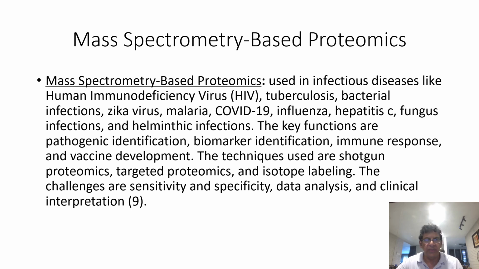The next one is mass spectrometry-based proteomics. This is very widely used in infectious diseases like HIV, tuberculosis, bacterial infections, Zika virus, malaria, COVID, influenza, hepatitis C, fungal infection, and helminthic infection. The key functions are pathogen identification, biomarker identification, immune response, and vaccine development. These techniques use shotgun proteomics, targeted proteomics, and isotope labeling. The challenges or downside are sensitivity, specificity, data analysis, and clinical interpretation.